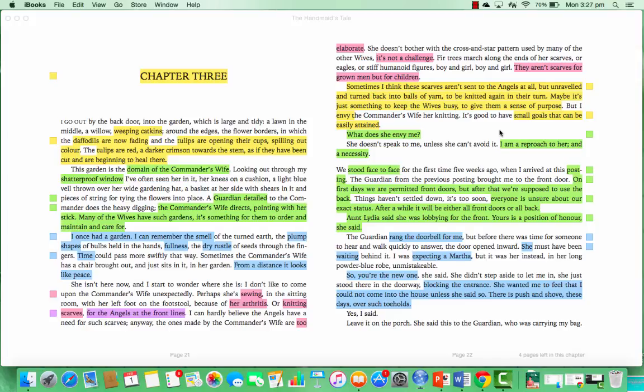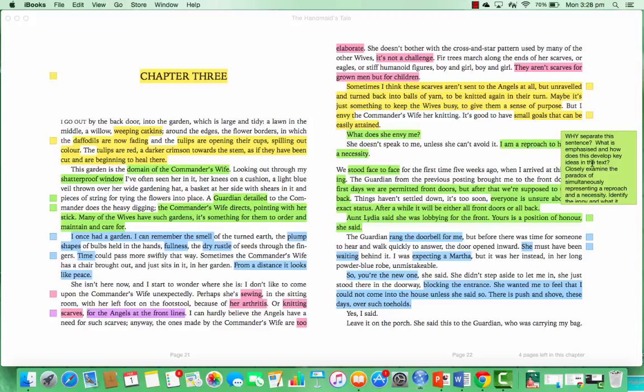Our protagonist asks, "Why does the commander's wife envy me? If she's already got small goals in a domain that she seems to control, what on earth could she envy me? She doesn't speak to me unless she can't avoid it. I am a reproach to her and a necessity." And it's this paradox that we now discuss.